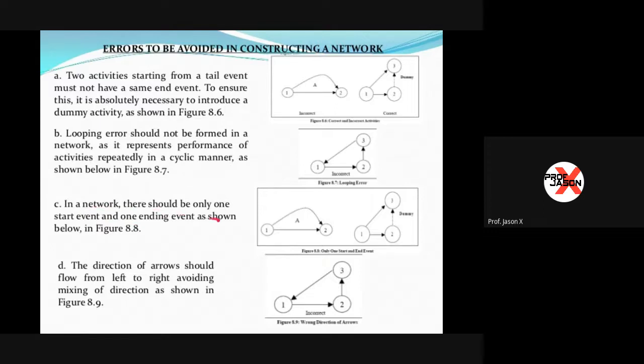C. In a network, there should be only one start event and one ending event, as shown below in figure 8.8. So this is pretty self-explanatory. This is similar to the instruction in A. Thus, we have to create a dummy activity. D. The direction of arrows should flow from left to right, avoiding mixing of directions. This is an emphasis of the instruction in B, the looping error. The direction of the arrows should always go from left to right. They cannot go from right to left or the opposite.